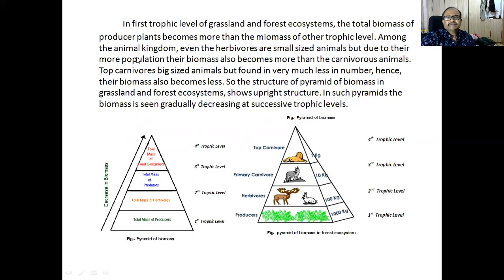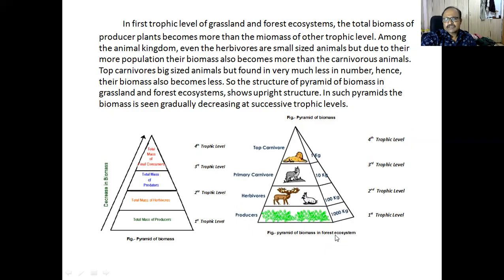See here, this is the pyramid of biomass. Okay, general pyramid of biomass. This is pyramid of biomass in forest ecosystem. Okay, see in forest ecosystem what happens in particular ecosystem.